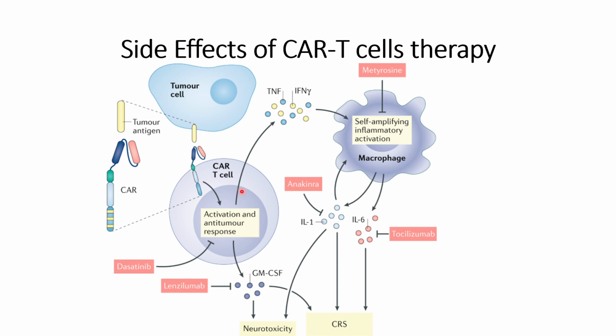And along with this CSF pathway, it will also activate this macrophage, and this macrophage will lead to the increase of this interleukin 6 and interleukin 1, and this interleukin 6 and interleukin 1 will further auto activate this macrophage. So this cycle will go into a loop whenever the CAR T cell is in function, and this will cause not only the neurotoxicity but also the CRS, this cytokine release syndrome.